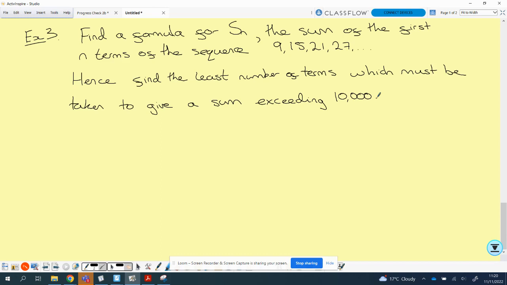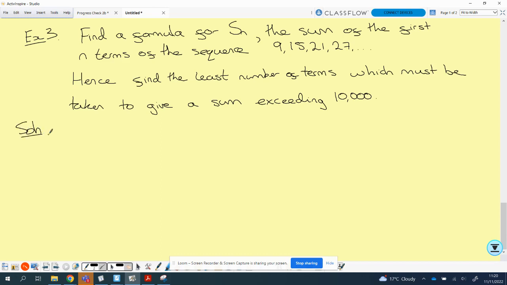So there's two parts to this question. The first thing we want to do is find a formula for what the sum would look like for any terms we'd want, up to n terms, and then hence we need to use that to find what least amount of terms we would need in order to make the sum go past 10,000. So a bit more of an extension question here. Let's look at the solution for this one.